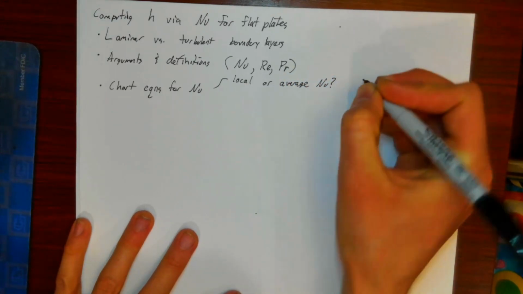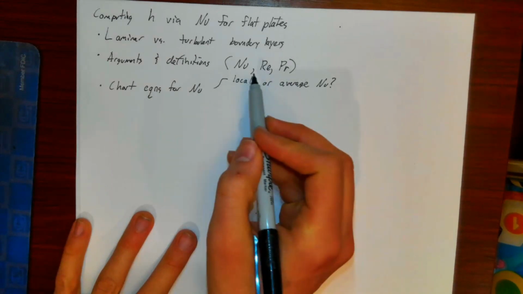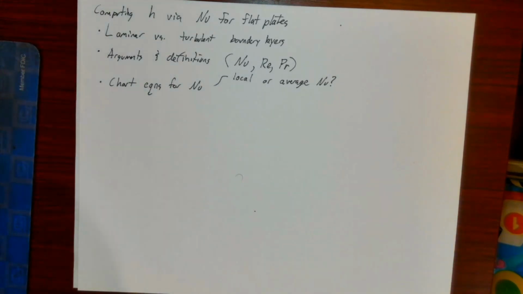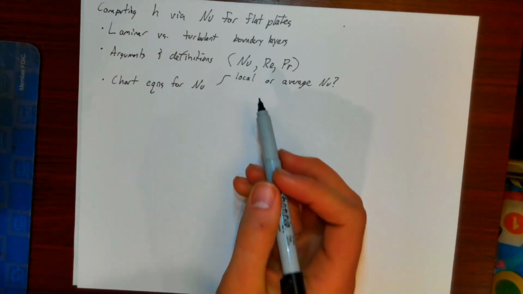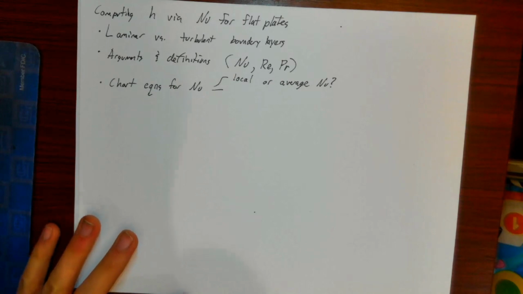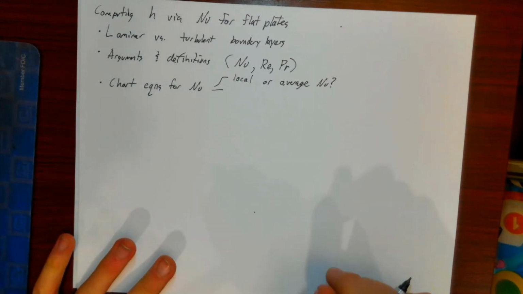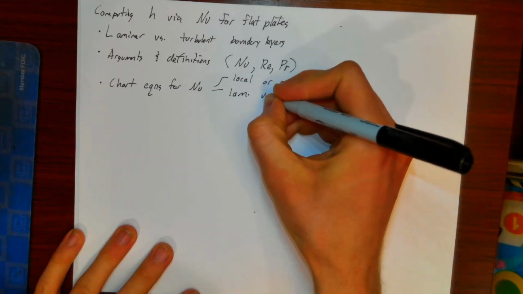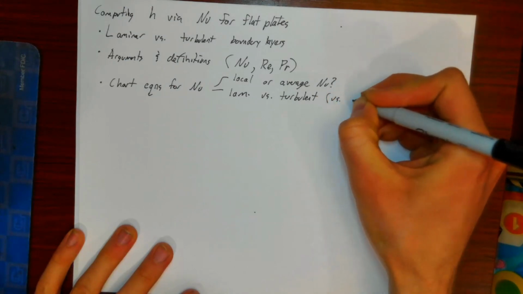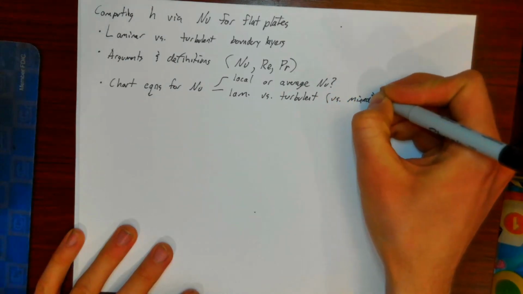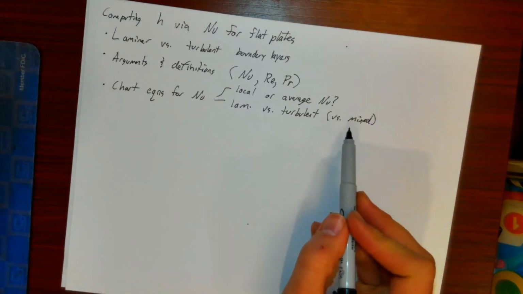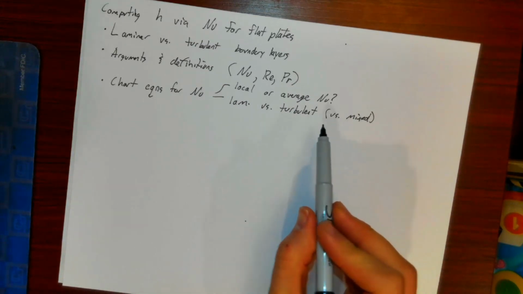Nusselt number? If this distinction between a local or an average Nusselt number seems a little foreign to you, take a look at the previous lecture that we've uploaded, where I clarify what that distinction is and under what circumstances each one would be useful in your heat transfer problems. The second thing would be laminar versus turbulent versus what I'll call mixed, where under some circumstances part of the plate could be under laminar flow and part of the plate could be under turbulent flow, and you need special consideration when that's the case.